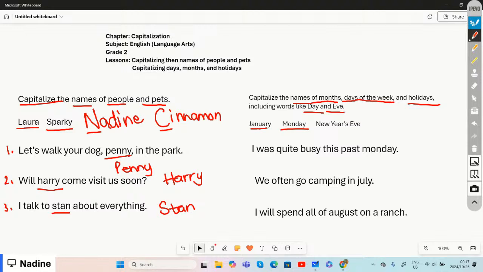All right. Then we have New Year's Eve. New Year's Eve is also a holiday, and Eve tells us it is the day before. Basically the noun needs to be proper, and the noun is the name. It's either a name of a person, a pet, the month of the year, or days of the week. It needs to be proper, meaning it needs to be capitalized. Well done.